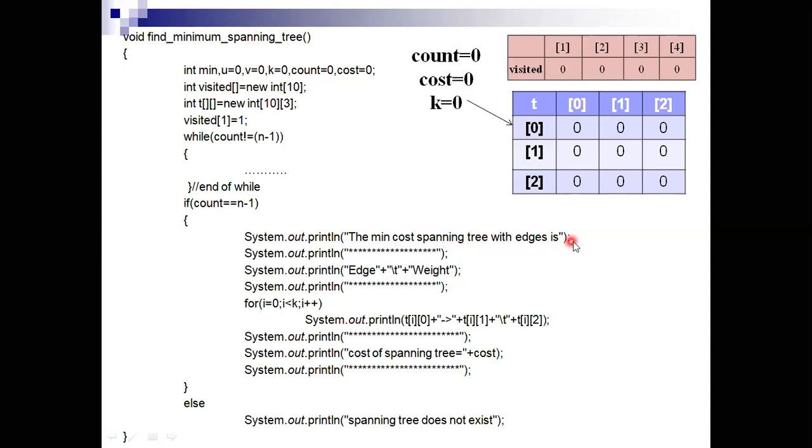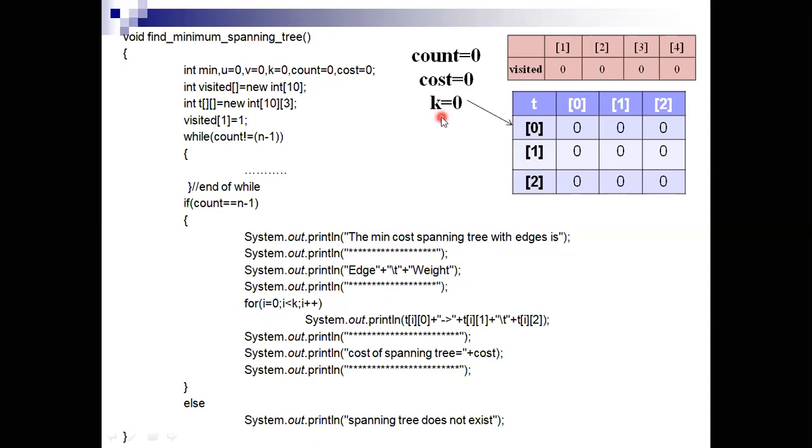The minimum cost spanning tree with the edges is, so I have a formatting statement. Edge \t weight. So this is a header. First is my edge, next is the weight of that particular edge which is selected. So how do I print? You can see I have to print this T array, so there should be some index to this T array.